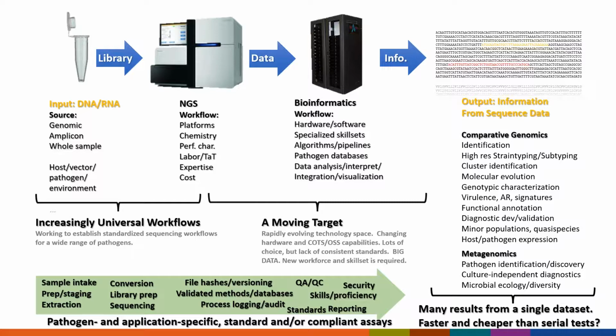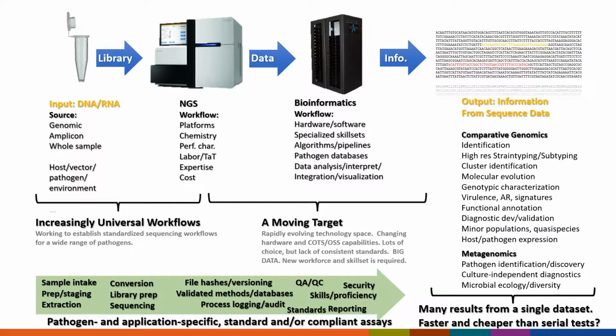And you can use a lot of the same instrumentation, a lot of the same expertise to have multiple lines of inquiry. The other piece is that there's a lot of different things you can do with sequence data when you get it, ranging from comparative genomics, identification, and high-resolution strain typing, which is a lot of what we're talking about today. But you can also look for specific features or characteristics. You can use it to develop reference sets. You can look at minor populations within individuals or within populations and better understand the host-pathogen interface and how that plays out.